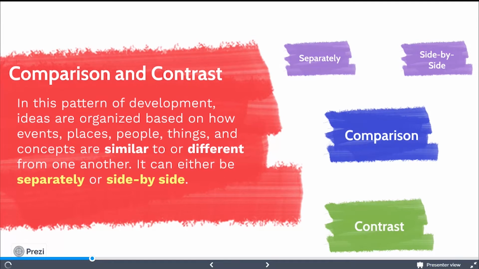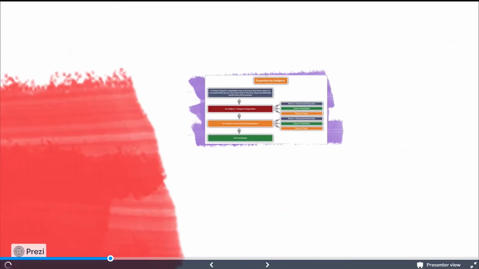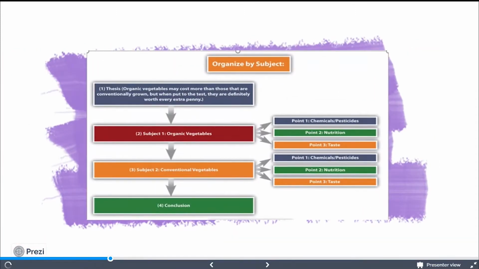A paragraph developed by comparison and contrast has a unifying idea or purpose. Also, it must be balanced in such a way that there is an equal amount of information for each subject to avoid bias. It can either be separately or side by side. Let's take a look at this given example. If you can see in this example, the ideas are organized by subject, meaning to say, it involves describing one item first, followed by the second item.